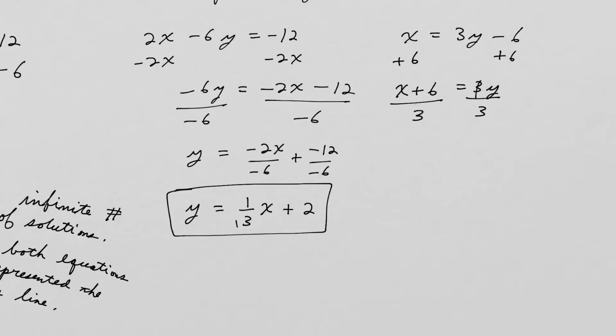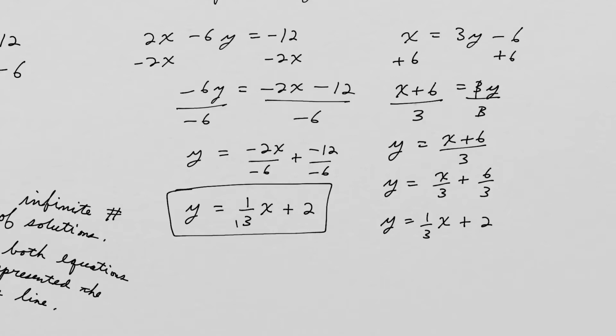But then, so this cancels. Now, let me just rearrange the sides that these expressions are on. So I'll write the y on the left-hand side. So I have y equals x plus 6 over 3. But this is the same as x over 3 plus 6 over 3, right? I can put each term over 3. But x over 3, another way of writing that is 1/3 times x. And then 6 over 3 is the same as 2.